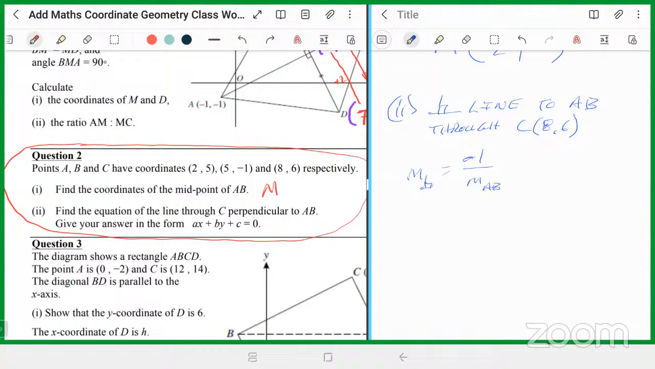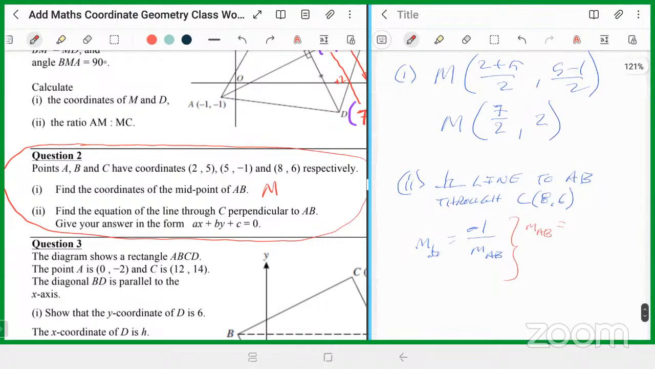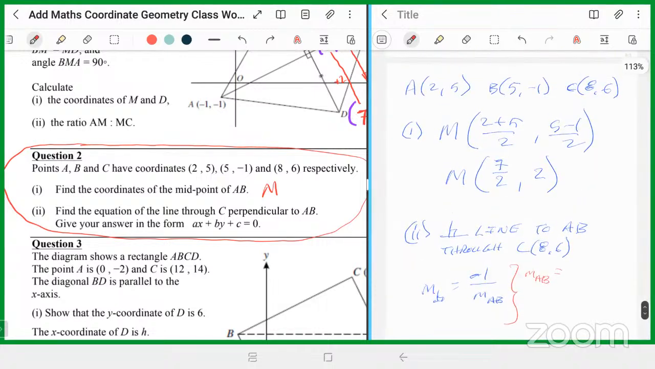Let's do it right here. We can say, where the gradient of AB, let's work it out. We need to work out the gradient of AB because we don't have it yet. We're going to work it out now using these 2 points, A and B. The difference in y by difference in x. Let's say I'm going to use this point minus this point to do it.